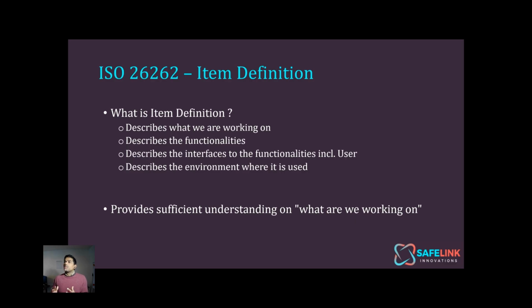In summary, the item definition should provide a safety engineer enough information on what it is that they're working on. What is the product? What is the system? What are its functionalities? So that they can try to identify risks and how to mitigate them. Now let's look at an example.